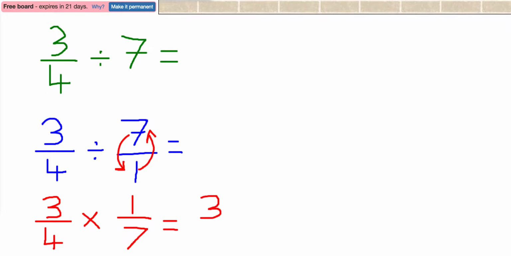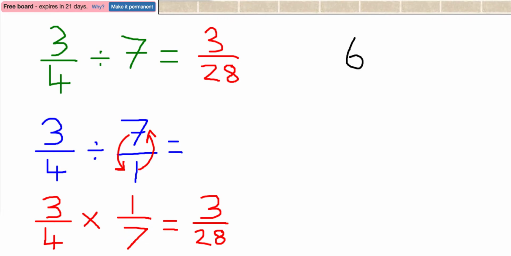You multiply the top numbers together. 3 times 1 is 3. Multiply the bottom numbers, the denominators together. 4 times 7 is 28, and that's your answer. If you can simplify it, you simplify it. In this case, there's no times table that has got 3 and 28 as a multiple, so that's as simple as it gets. So our answer to 3/4 divided by 7 is 3/28.